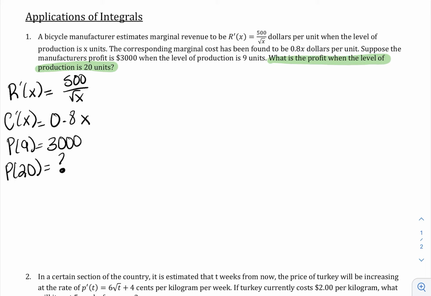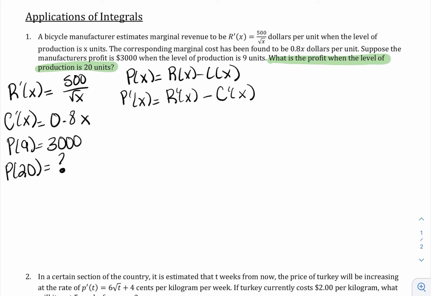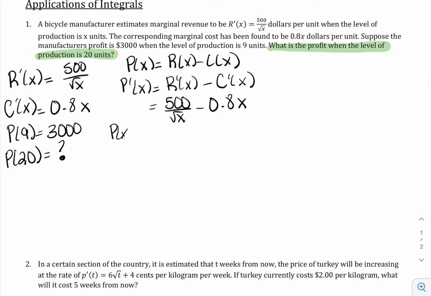Well, the only way I'm going to be able to plug in 20 into my profit function is if I have a profit function. So first, I need to find P of X. I know that the marginal profit is marginal revenue minus marginal cost. I have both of those, so I can plug those in: 500 over square root of X minus 0.8X. So to find the profit function, P of X, I need to take the antiderivative of my marginal profit.